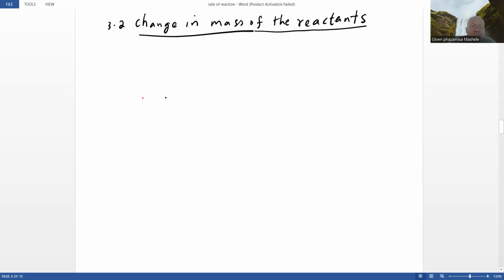Now, actually, usually with the change in mass, it means we can bring along a beam balance. That is the instrument that we use to weigh substances. It's our beam balance, maybe with numbers on it. So what you can do, let's say we put a conical flask on the beam balance.